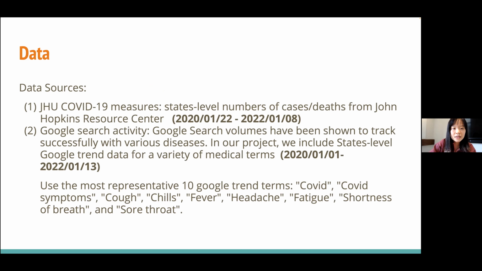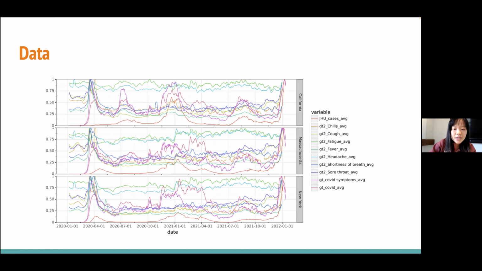We have two data sources. The first one is JHU COVID-19 measures, and the second one is the Google search activity about COVID. Also, through EDA, we found the most representative 10 Google Trends terms. And these 10 terms are quite related to the confirmed cases trends in California, Massachusetts, and New York.